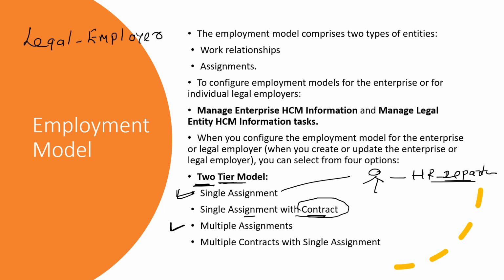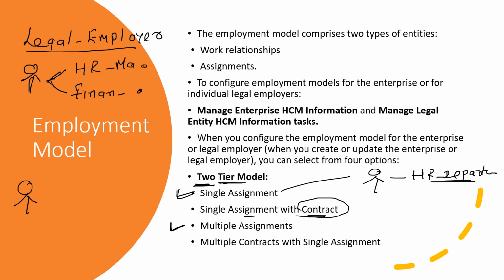Now, when I talk about multiple assignment, it means a person is working in two different assignments. Suppose I am working as an HR manager, and I have great skills, so I will give an additional task of the finance department. This is one use case or one example. Or if I am working as a permanent employee for one department, and I am working as a temporary employee in another department. So this can also be possible where I can have a multiple assignment in my organization.